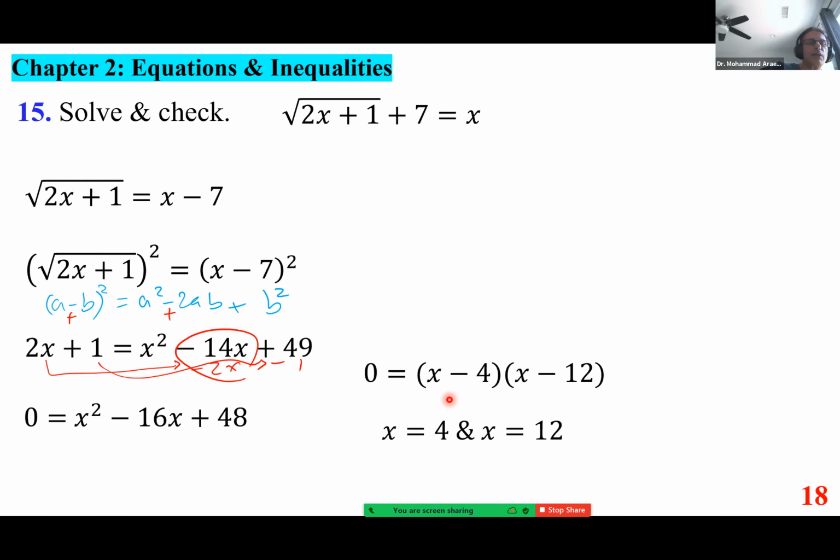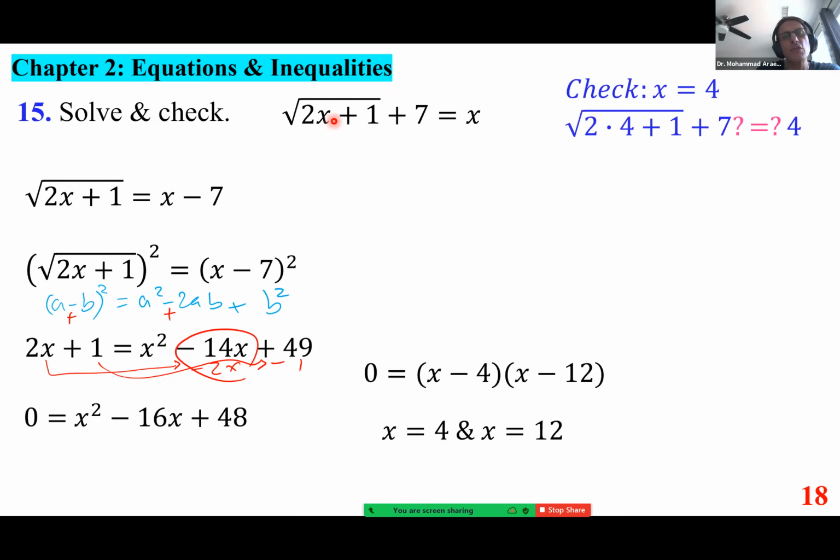And here's the importance of checking. You can't assume those are the solutions. You have to plug in and observe. So let's plug in 4 here. Notice what happens. 4 times 2, 8 and 1 is 9. The square root is 3 plus 7. Is it equal to 4? No, because the left side is 10. What does it mean? This doesn't work. 10 equals 4. No, therefore this is out.